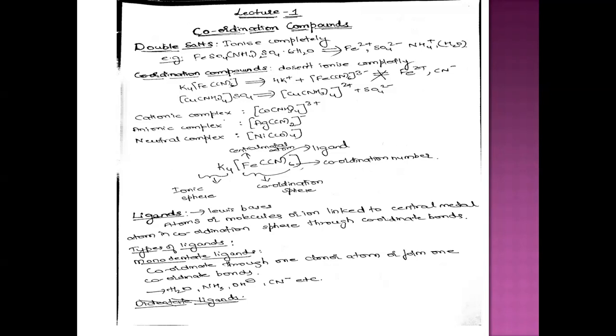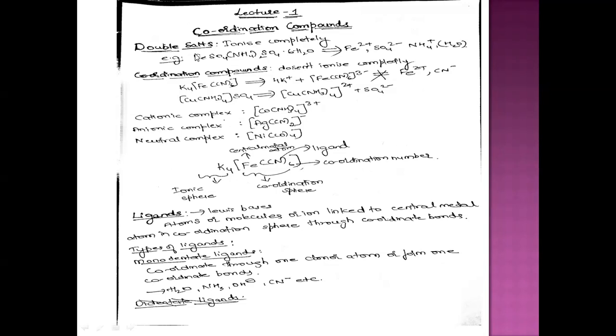First, when we talk about coordination compounds, we should understand what is the difference between a normal compound and a coordination compound, and why a specific name, coordination compound, is given to it. Compounds usually will be of two types. One is said to be a double salt, and the second one is a special type of compound called a coordination compound. So what is the major difference between these two compounds?